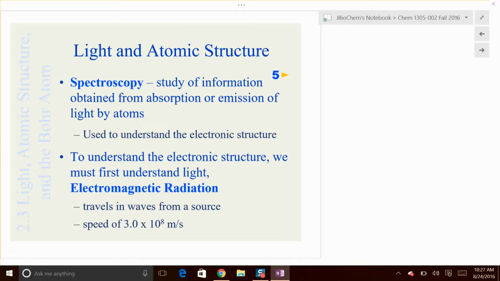He wanted to measure the energy of these electrons that's associated with their positions. So now we know the electrons are around the nucleus, but where are they around the nucleus? That's what Bohr wanted to understand. And he did it through spectroscopy.